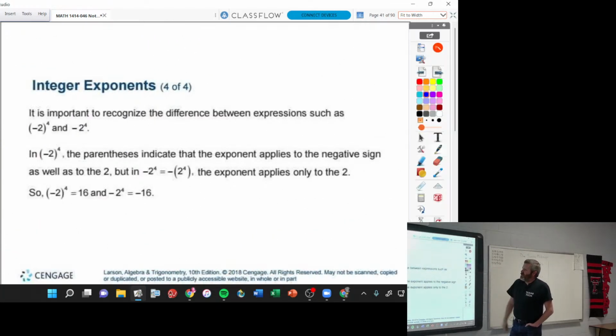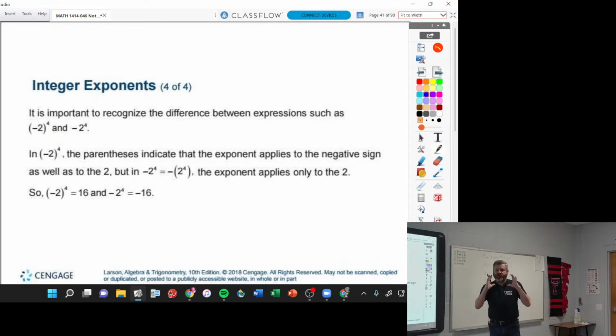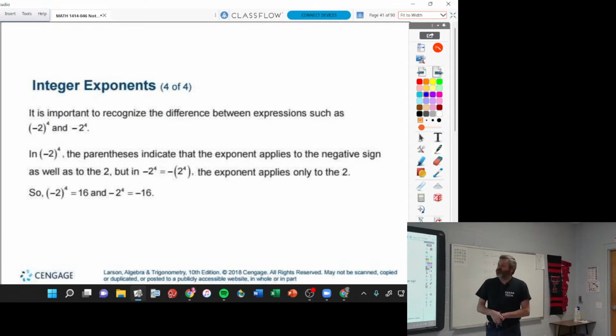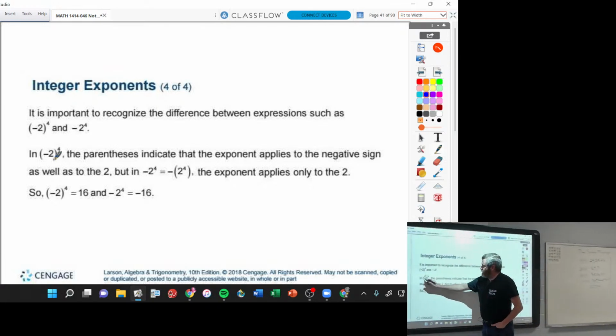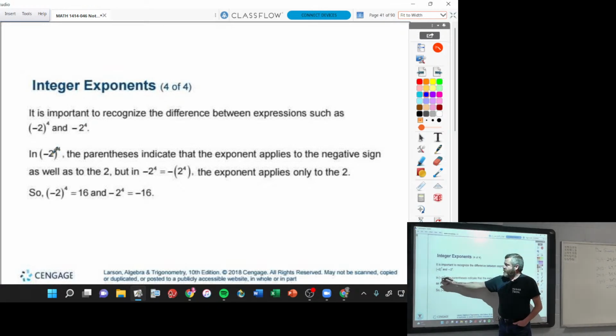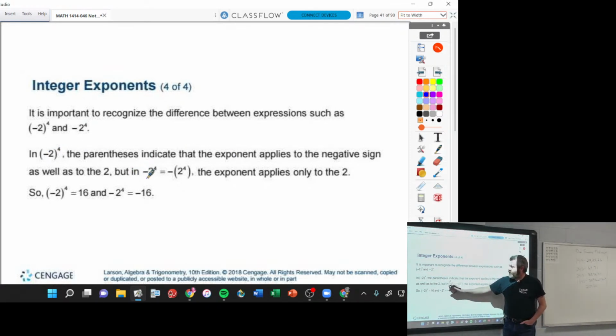It's important to recognize the difference between expressions such as negative 2 in parentheses to the fourth power and negative 2 to the fourth power. When you put parentheses around the negative 2, that means I'm taking that negative 2 and multiplying it repeatedly 4 times. But if I don't put parentheses around it, I can read that as the opposite of 2 to the fourth power. In this case, the exponent of 4 is only on the 2.